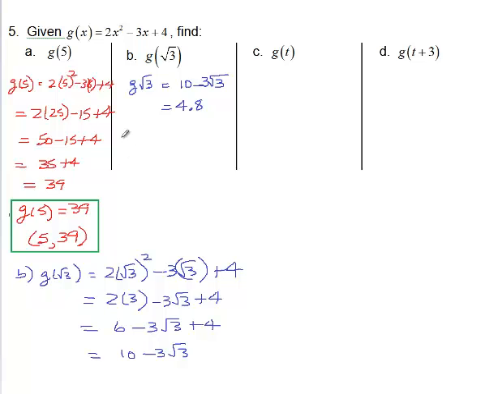Alright, so in other words, you have the ordered pair, 3 and 10 minus 3 root 3. Or when x is 3, y is 4.8.